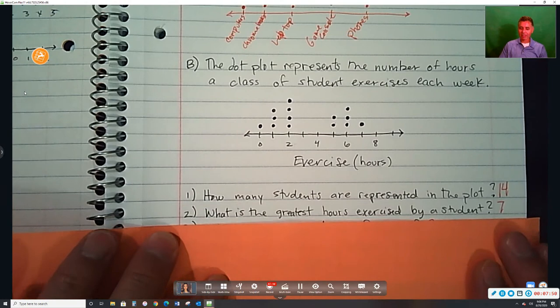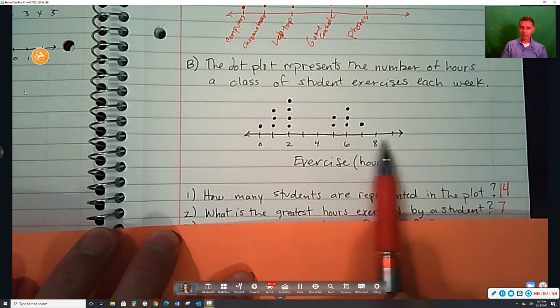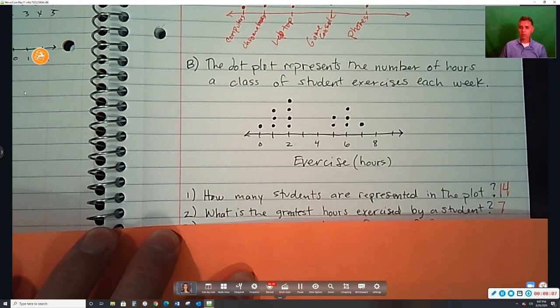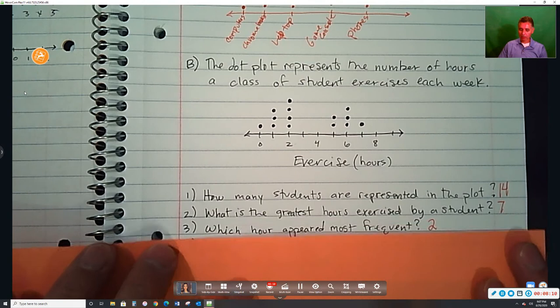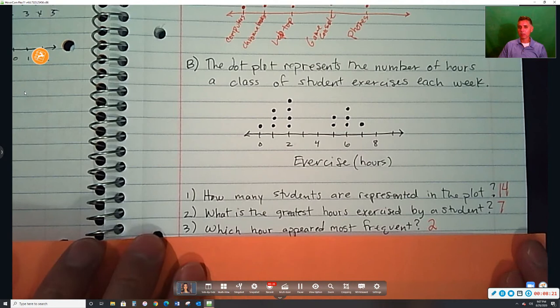Let's look at the next question. What is the greatest hours exercised by a student? I have 7 down as the answer. Now, even though the line plot goes all the way out to 9, my dot here, that's the biggest one represented, which is 7. Okay. Let's see what's next. Which hour appeared most frequently? Basically, he's asking which one has the most dots on it. Okay. The 2 has the most dots on it. That's why my answer is 2. There are 4 dots on the 2. That means 4 kids exercised 2 hours.